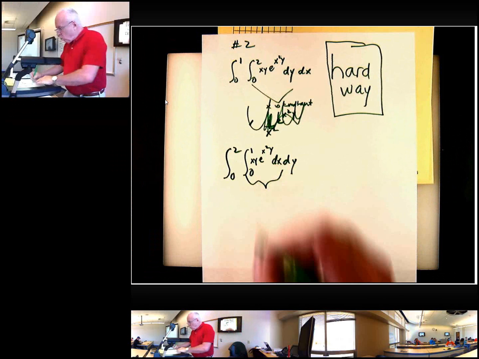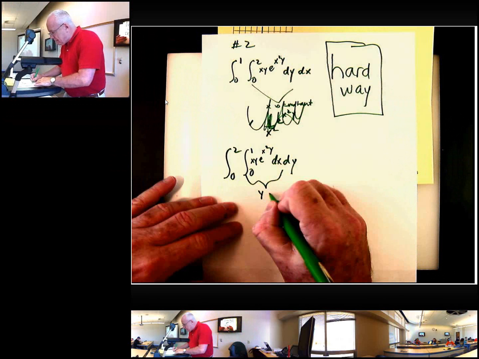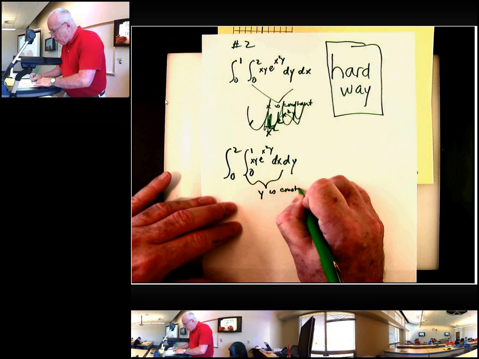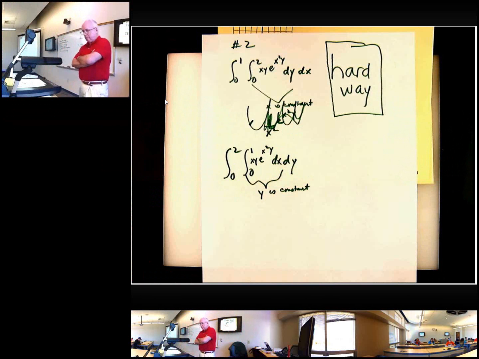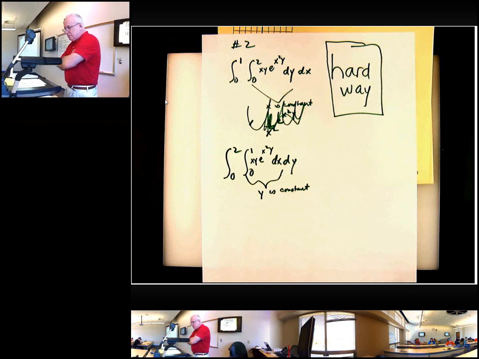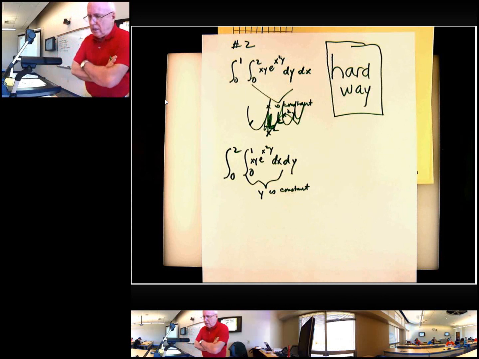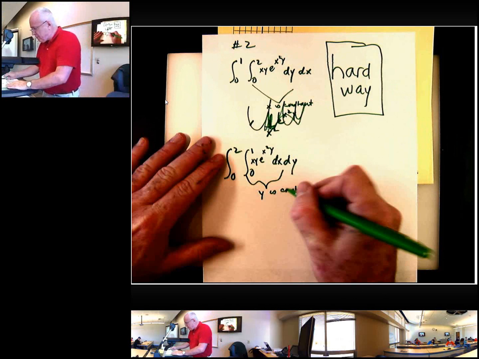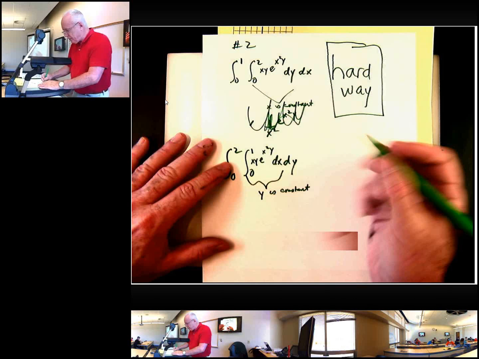Okay, y in the inside, y is a constant. Let's see, y is a constant. How did I do this? Actually, before I even did anything, I just did a U substitution.